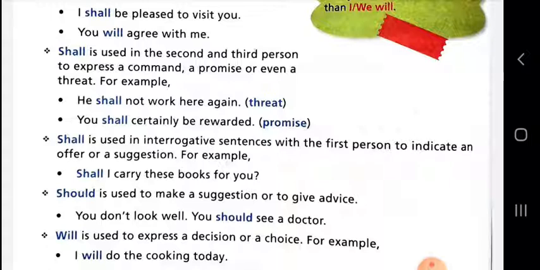Dear student, the next point I am going to tell you is that should is used to make a suggestion or to give advice. Whenever you are going to suggest something or give advice to anyone, then you can use should. You don't look well, you should see a doctor.